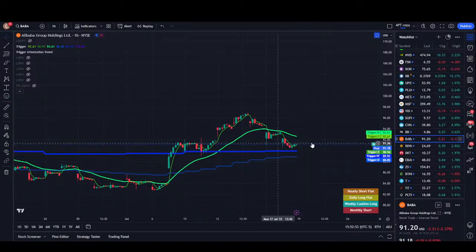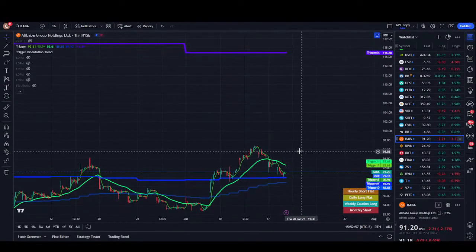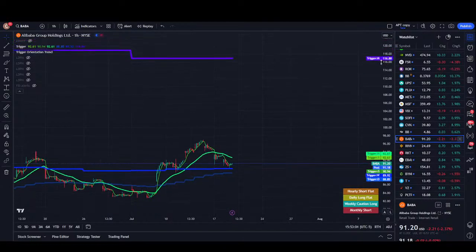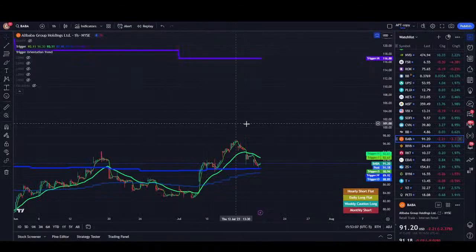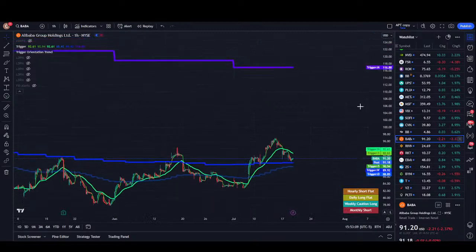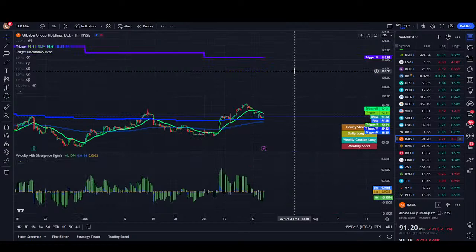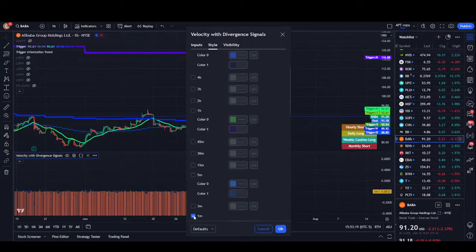So for BABA, this is a pretty textbook setup for BABA to move up to the monthly trigger. Now, if I ask you guys, based on Voex trend being in the inhibition zone, does Voex seem to agree or disagree with the viewpoint that BABA can now move up to its monthly trigger? I'll let you guys try to answer that in the chat.